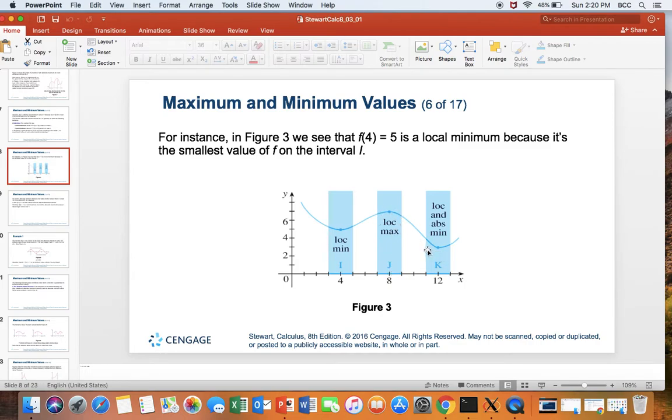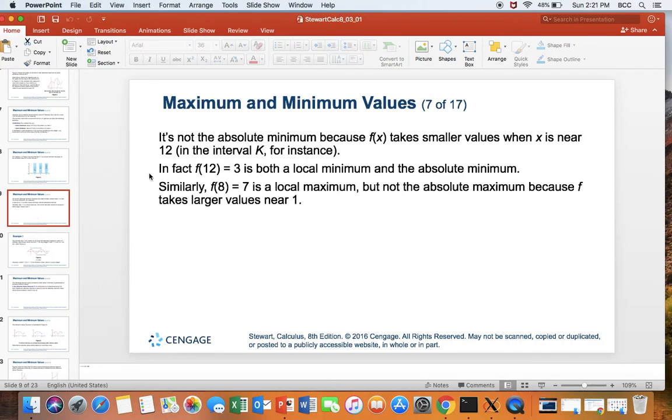This point is actually the absolute minimum as well as a local minimum. So if you have an absolute minimum, it's automatically a local minimum, but a local minimum does not mean it's an absolute minimum. All right. So I hope you have an idea of the difference between local versus absolute. Absolute means it has to be the minimum among all of them. Local means near, in a small neighborhood.